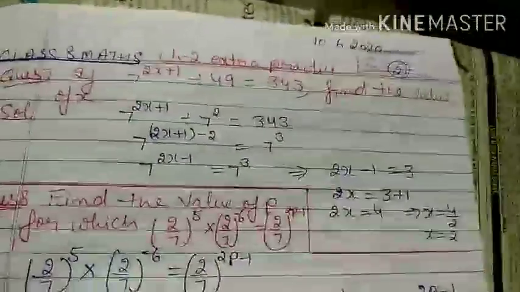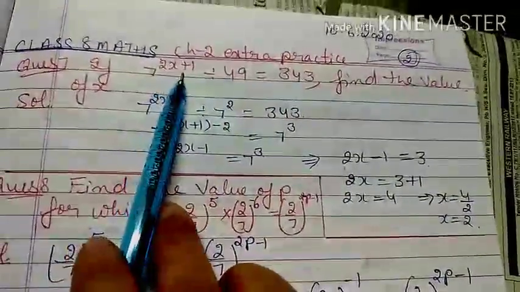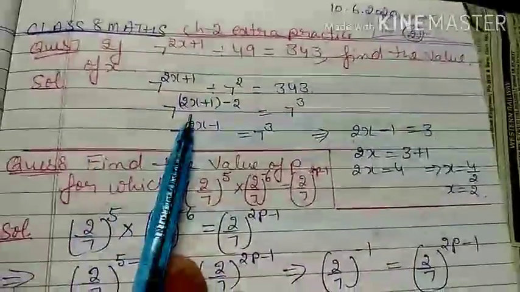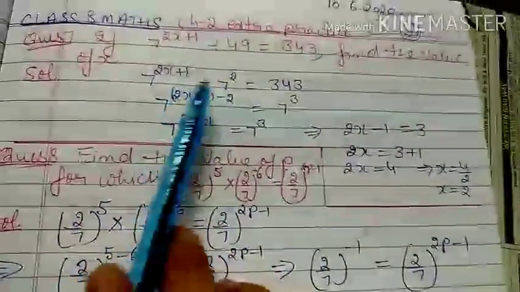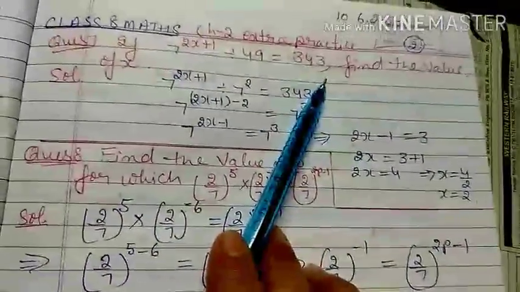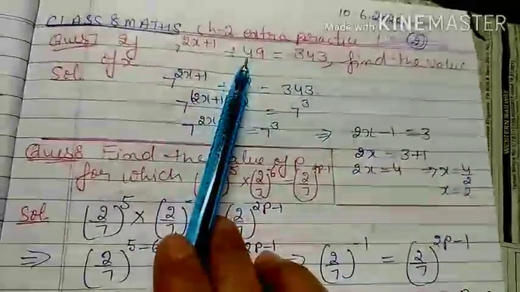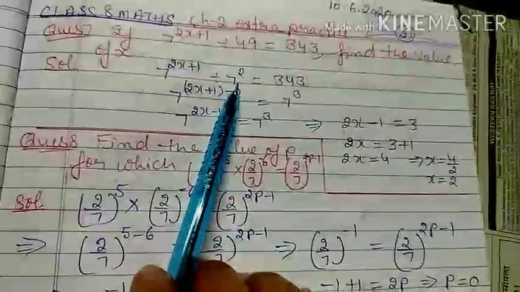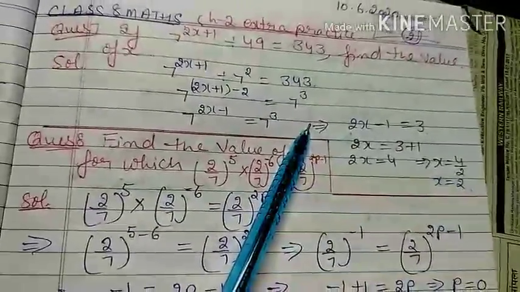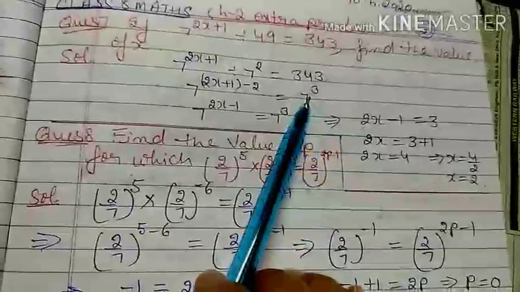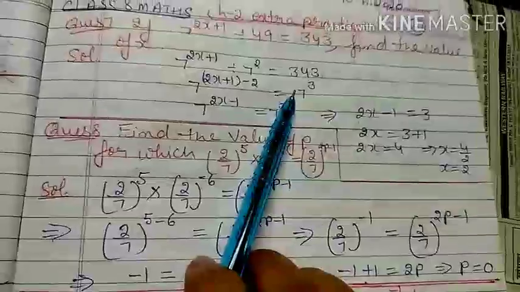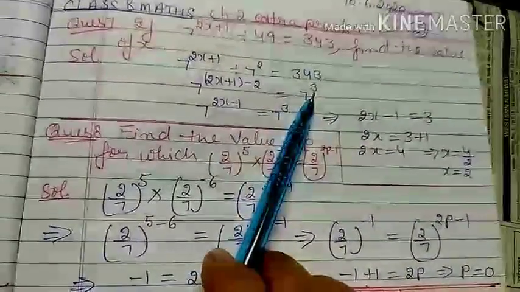Now if there is a condition of power given, like 7 raised to power 2x plus 1 divided by 49 is equal to 343, what is the value of x? In this case, first you have to convert, because the lowest number is 7, you have to convert all the numbers into power of 7 if it is possible. Like here, instead of writing 49 I write 7 square. Instead of writing 343 I will write 7 raised to power 3, because when you multiply 7 three times, that gives you 343.